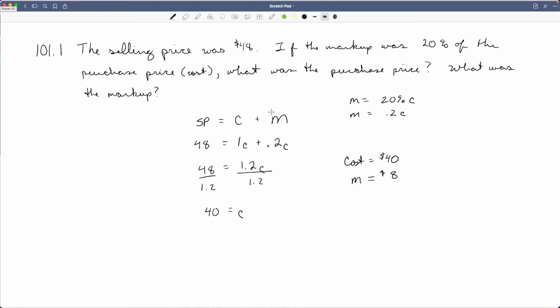All right, see how we did that? We have to relate markup to cost when we start with the selling price. So let's look at another one. I'm going to clear the page. Let's put 101.2 up here.